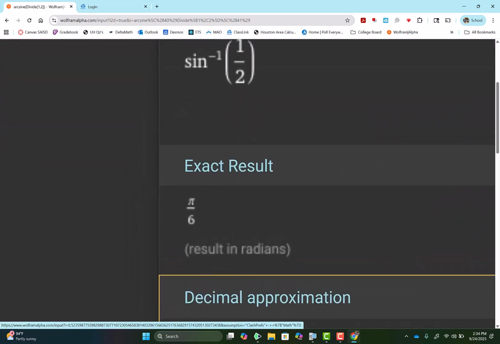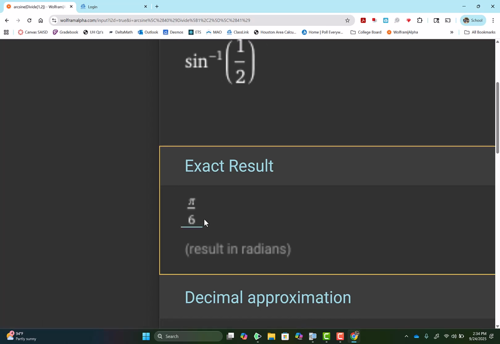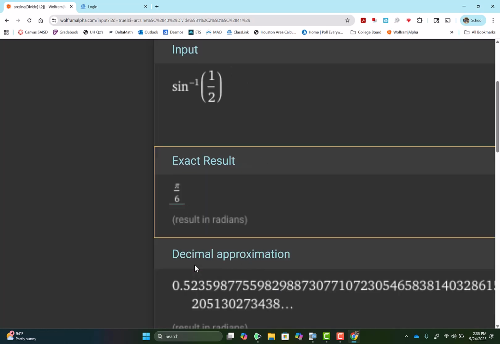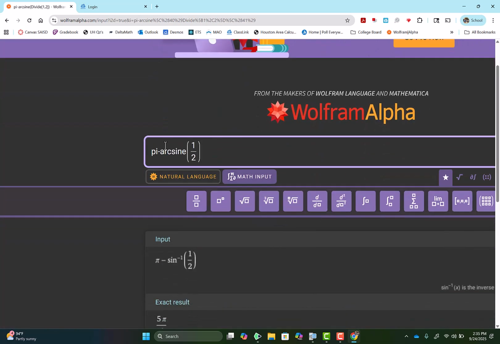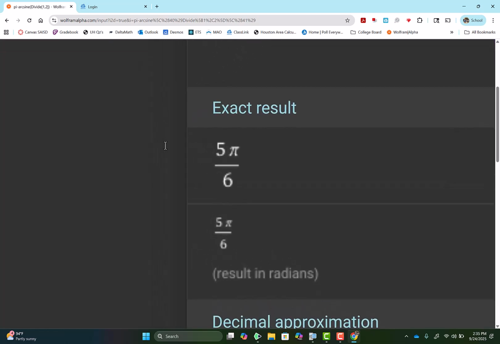No matter how many times I push arc sine on this, this will not give me 5 pi over 6. It's just going to give me pi over 6, pi over 6, pi over 6 all the time. So how do I get the 5 pi over 6? Pi minus arc sine. Look, if I put a pi in the front, if I go pi minus arc sine a half, now I'm going to get 5 pi over 6. Look at that. Am I making sense, guys?